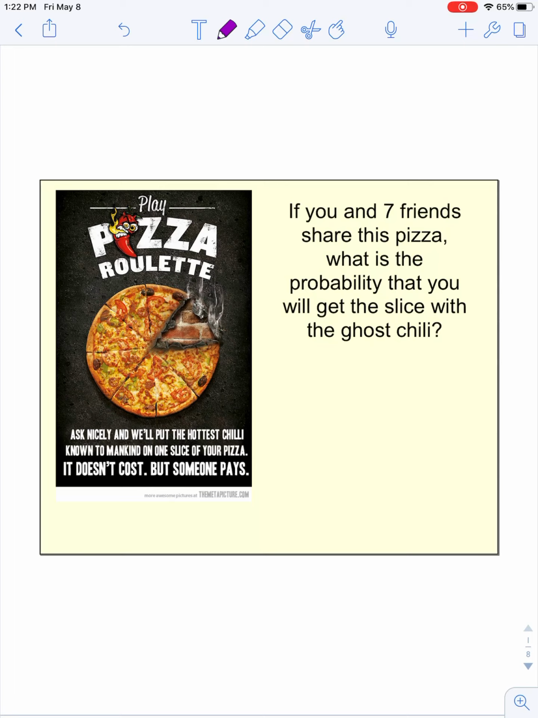So the probability that you would actually get the slice of pizza with the ghost pepper is 1 chance out of 8 slices. And you can give your probability answer simply as a fraction. There's a 1 in 8 chance or 1/8 chance. Or you could give your probability as a decimal, 0.125. Or you could give it as a percent, which would be 12.5%. So you have a 12.5% chance of getting the slice of pizza with the ghost chili.